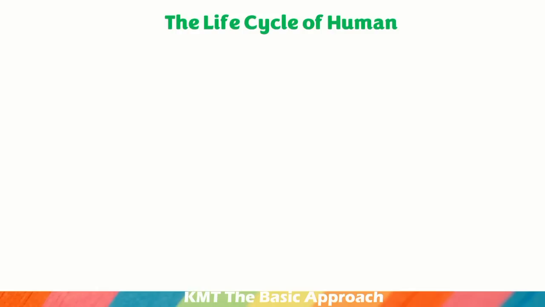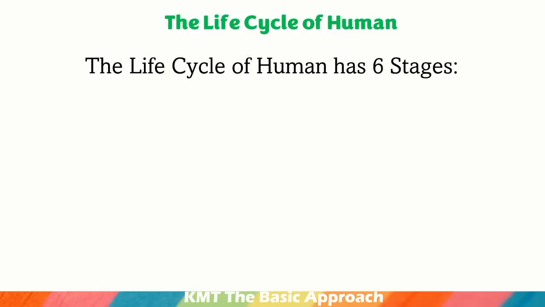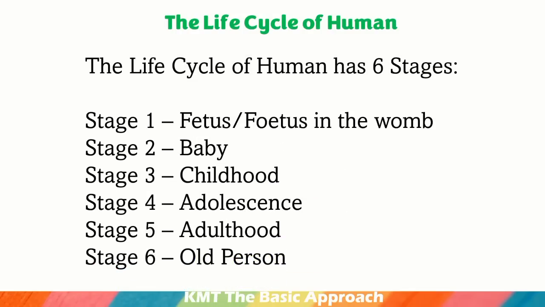The life cycle of human. The life cycle of human has 6 stages. Stage 1, fetus in the womb. Stage 2, baby. Stage 3, childhood. Stage 4, adolescence. Stage 5, adulthood. Stage 6, old person.